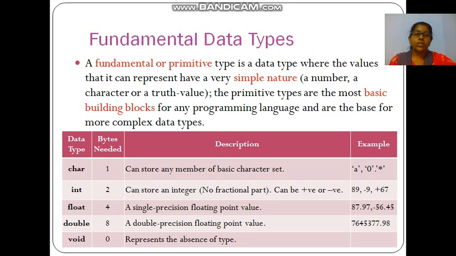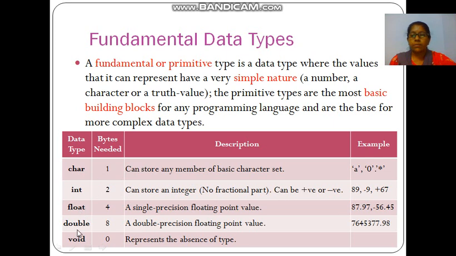Now integers. Integers are used for storing numbers without a decimal part. It may be a positive number or a negative number. For example, 89, negative 9, positive 67. These types of numbers can be stored. And how many bytes are needed for storing this? 2 bytes are needed for storing an integer.